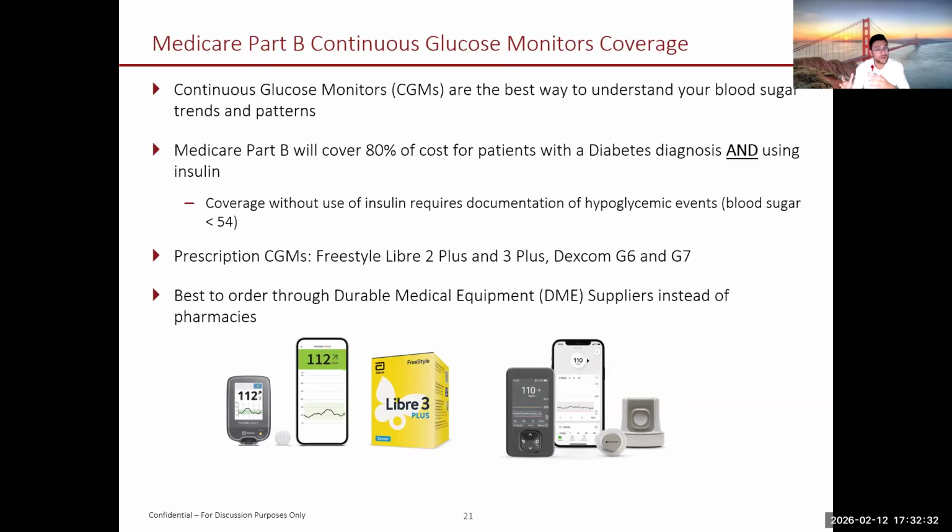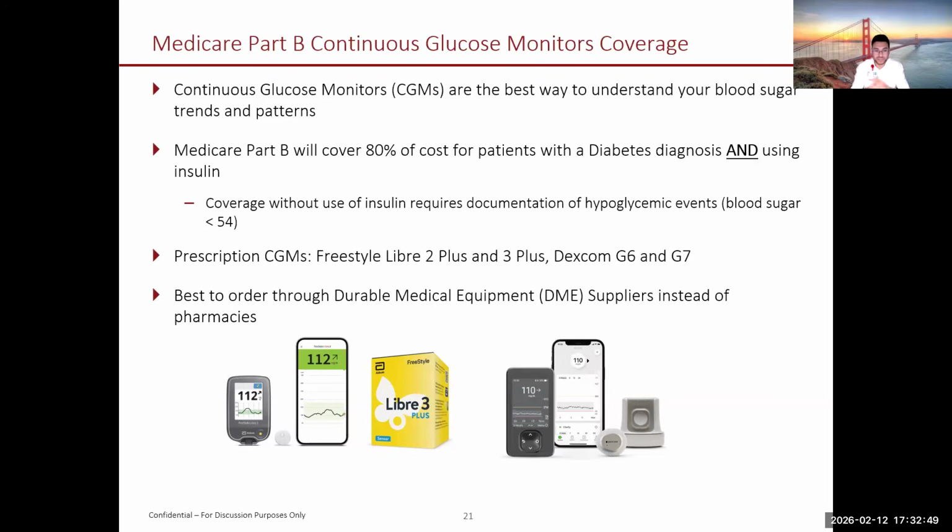sugar was under 54. This is, I'm not going to lie, a little bit difficult to push through in terms of coverage. You have to have very clear documentation of this happening, which is why I typically say if you're not using insulin, it's very unlikely Medicare will provide you with a CGM.